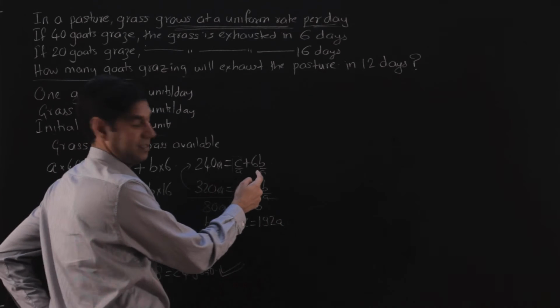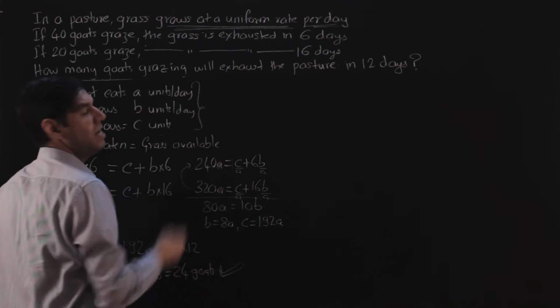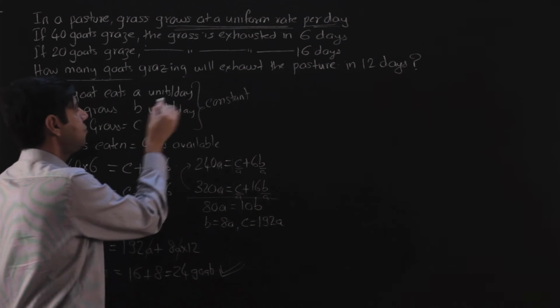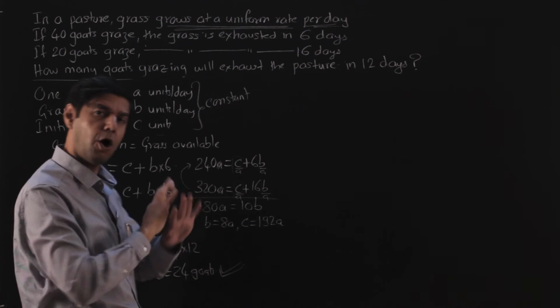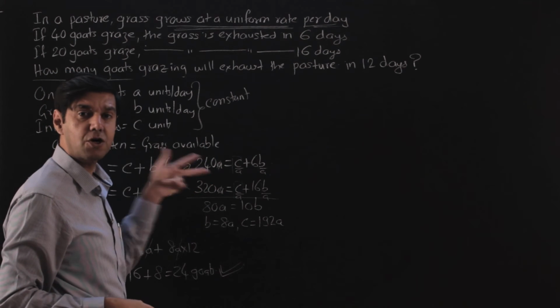There's a 240, there's a 6, 320, 16. If you notice this A, B, C, they are actually constants. The rate at which you consume, grows, what is the initial quantity, all are fixed in nature. So the C by A, B by A both become sort of constants.